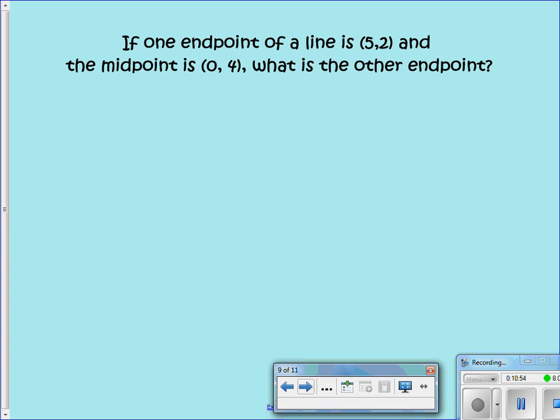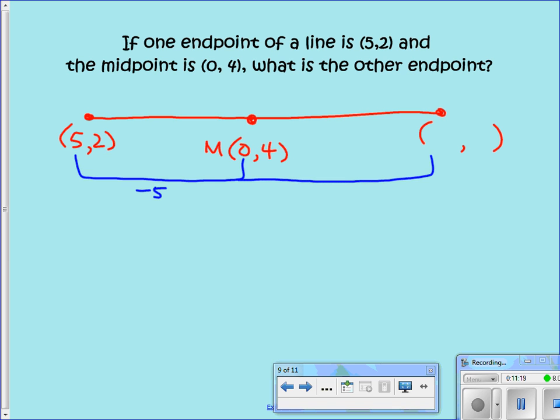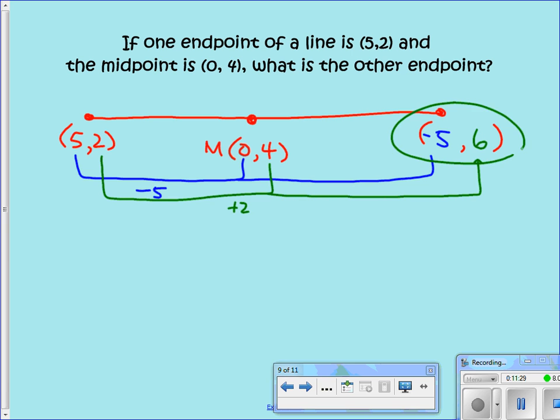The other thing you're going to see on your homework is they're going to give you one ordered pair, 5, 2, but they're not going to tell you the other ordered pair. The information they will give you is the midpoint. So if 0, 4 is in the middle, what is this ordered pair on the end? Well, the first one was 5, 2. From 5 to the middle, it went down 5 for the x-coordinate, so it goes down 5 again. From 2 to 4 for the y-coordinate, it went up 2. Keep going. Up 2 again.